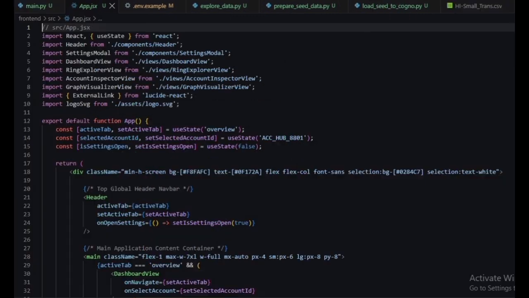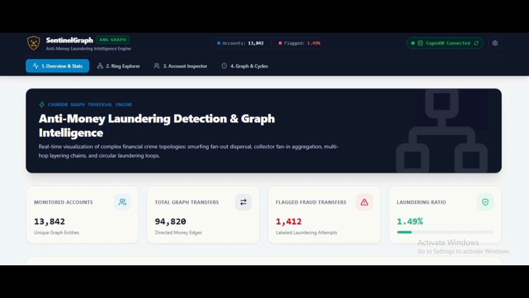And the frontend, which we have built with React.js, is fully dynamic and the data is updated very interactively. It has four main screens: the overall dashboard, the ring explorer, the account inspector, and the graph visualizer. Internally, the frontend calls the FastAPI through Axios. Then the returned data is shown as cards, tables, matrices, and graph visualization. Cytoscape.js is especially useful because it turns the backend graph results into visuals, so instead of raw rows, I can visually inspect paths, loops, and suspicious hubs.